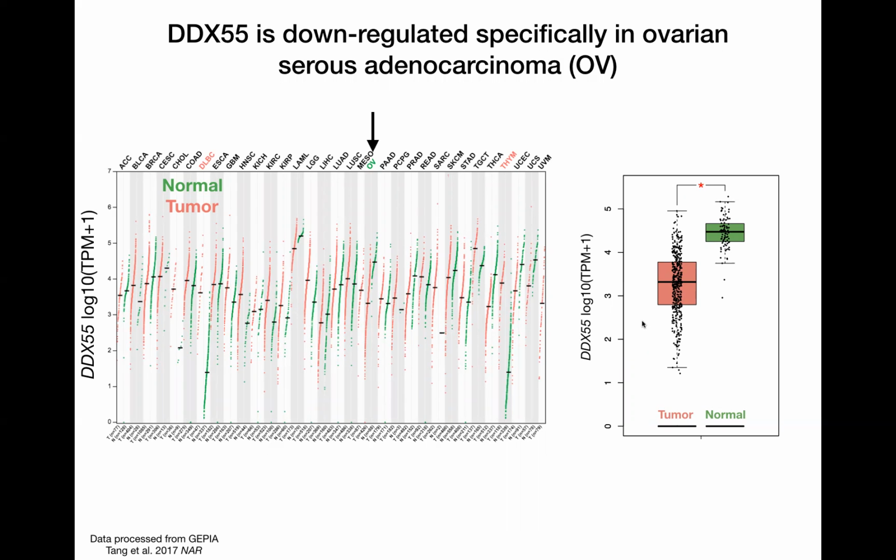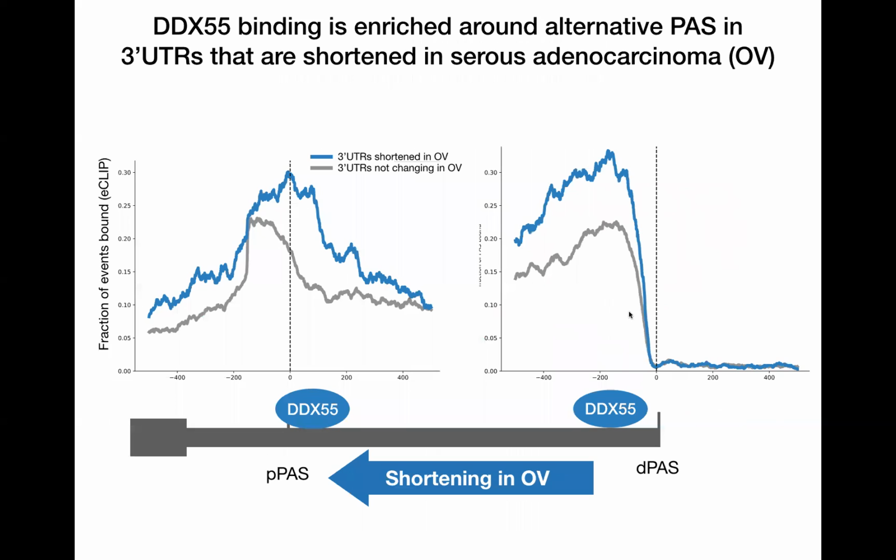So lastly, we looked again at combining binding data with these functional ovarian cancer targets. And I'm showing the meta plot here, much like the ENCODE analysis. Now we're just focusing on our events that are shortened in ovarian cancer, and the DDX55 binding profile looks very reminiscent of what we saw in ENCODE. So we're following up and trying to validate these in an ovarian cancer cell line, and that's ongoing work.